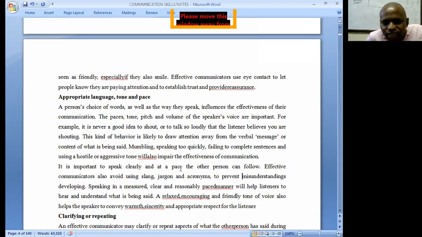Speaking in a measured, clear, and reasonable pace will help the listener to hear and understand what is being said. So you'll be able to understand what is being said at the end of the day, and once you understand that, you are good to go as the receiver of the message. A relaxed, encouraging, and friendly tone of voice will also help the speaker to convey warmth, sincerity, and appropriate respect for the listener. So you'll be able to understand clearly, and both parties will benefit from what you really meant in the message.